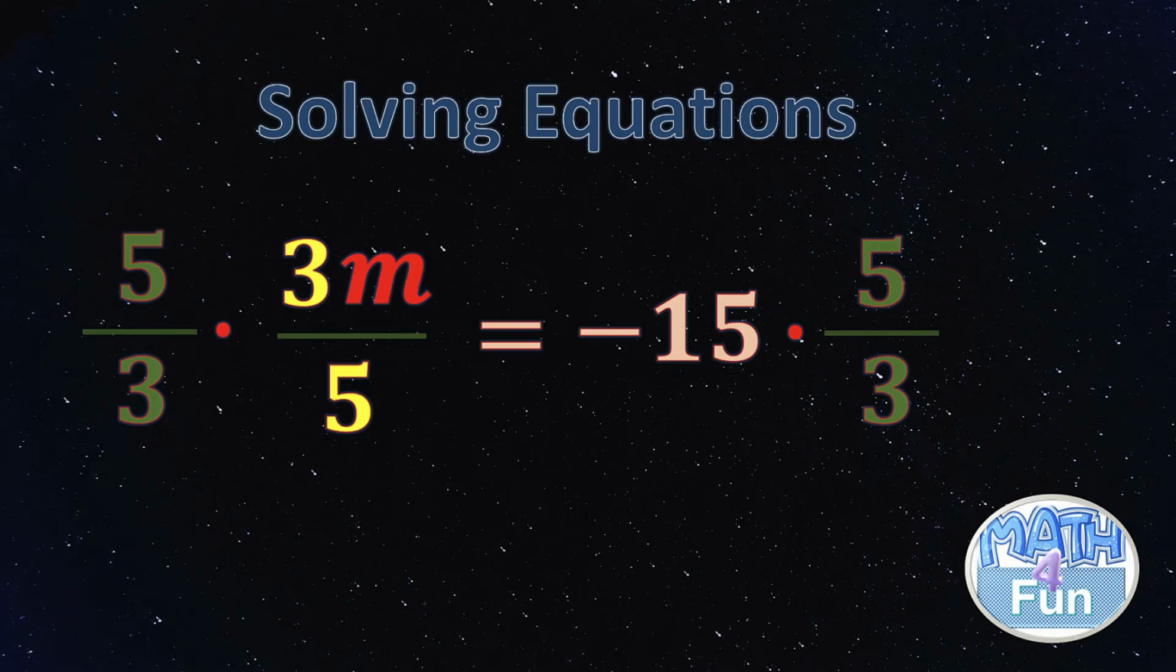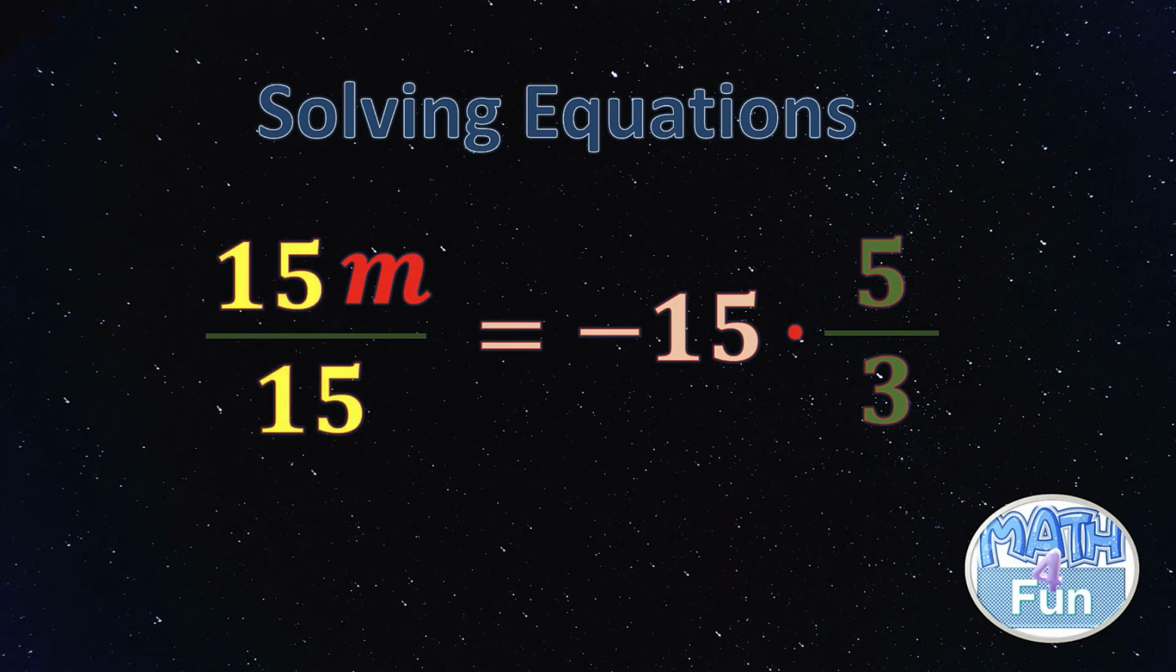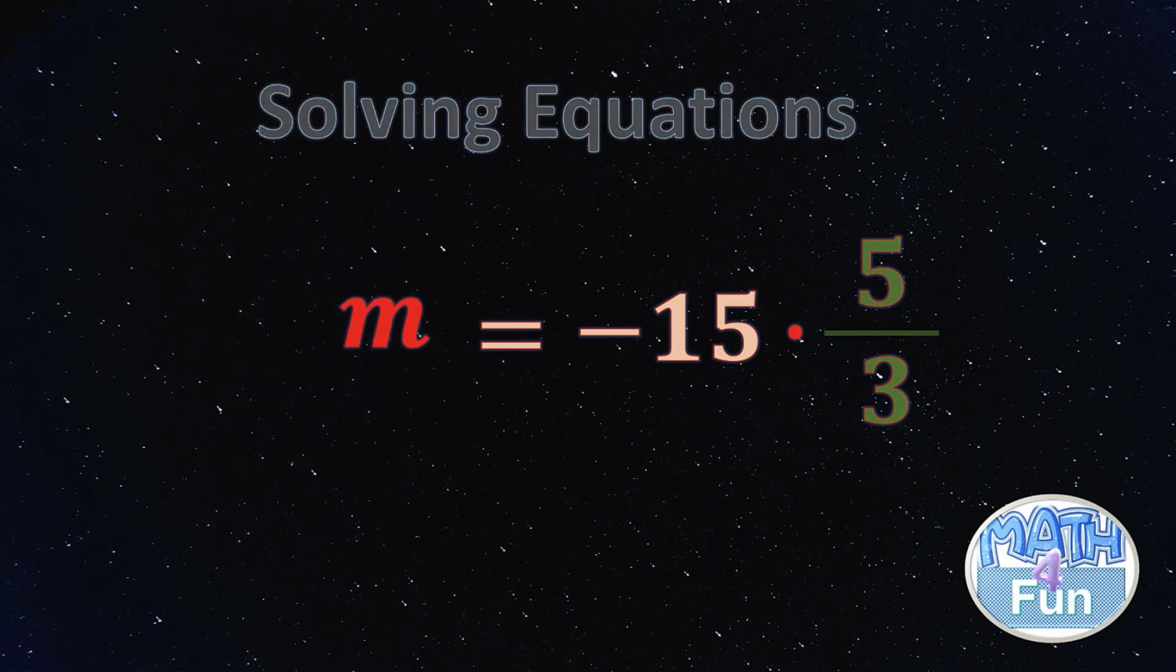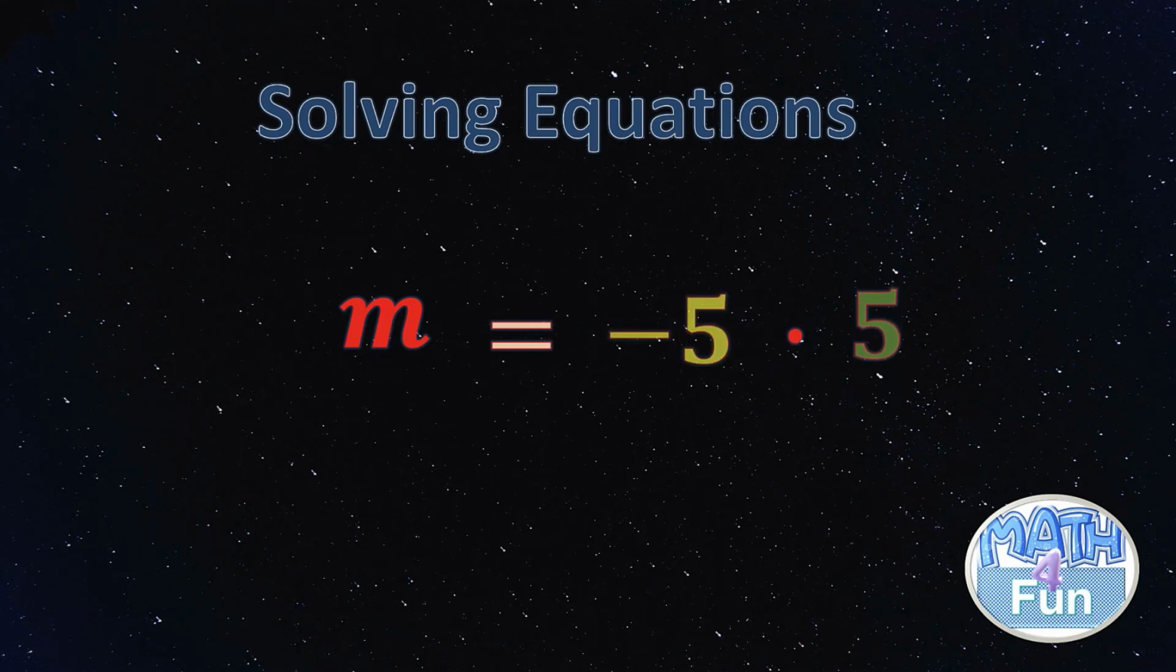And you can do it another way. You can say 5 times 3 is 15, 3 times 5 is 15, so you will get 15 over 15, which is 1. So 1m is m. And for the right side, we have minus 15 times 5 over 3. You can multiply minus 15 by 5 and you get minus 45 and then divide it by 3. But it's better to divide first. We divide minus 15 by 3 first, and then the answer we multiply by 5. So minus 15 divided by 3 gives us minus 5, and minus 5 times 5 is minus 25.